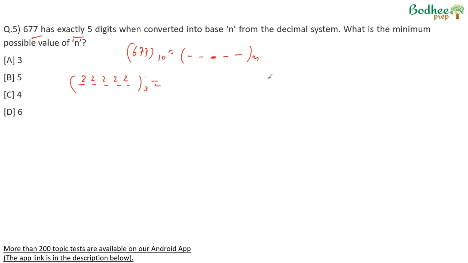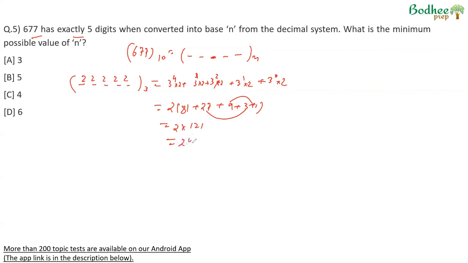In terms of decimal, this will be 3 raised to power 0, 3 raised to power 1, 3 raised to power 2, 3 raised to power 3, 3 raised to power 4. Powers 0, 1, 2, 3, 4. Each gets multiplied by 2. This is nothing but 2 into 81 plus 27 plus 9 plus 3 plus 1. This is 9 plus 1, 10. 27 plus 3, 30. 30 plus 10, 40. 40 plus 81, 121. So 2 into 121, which is 242.